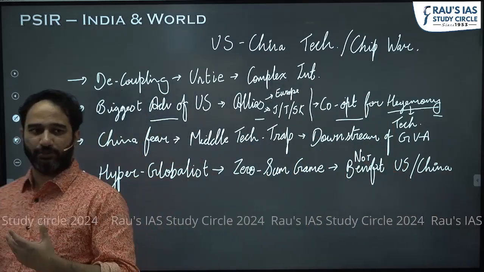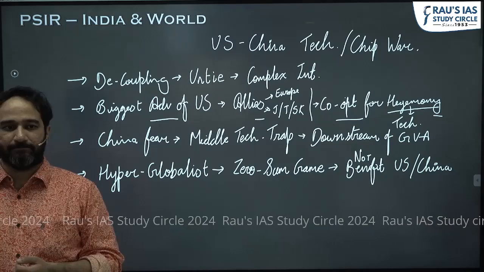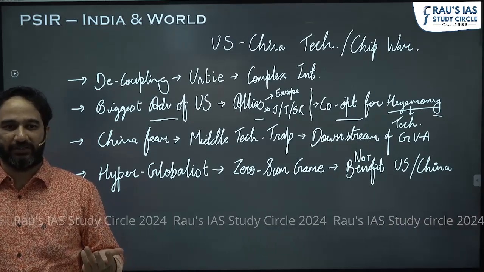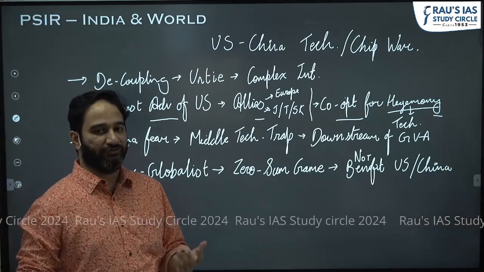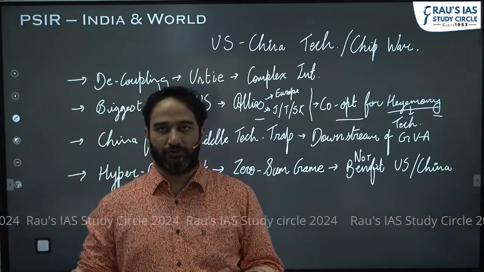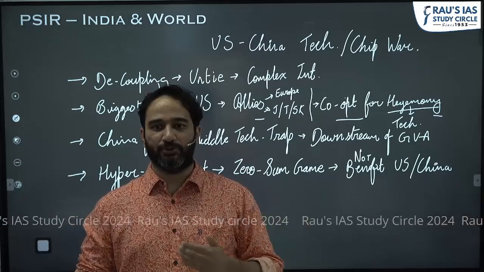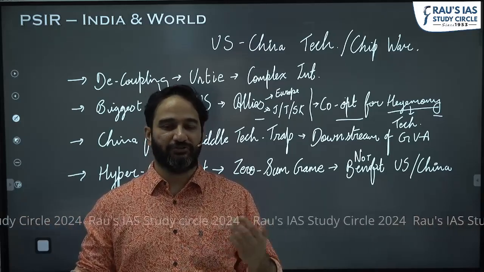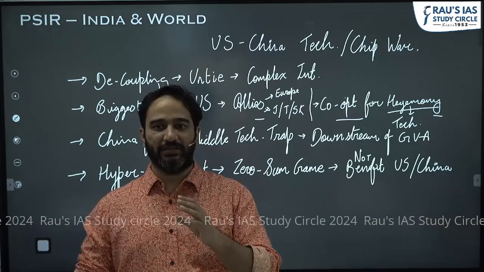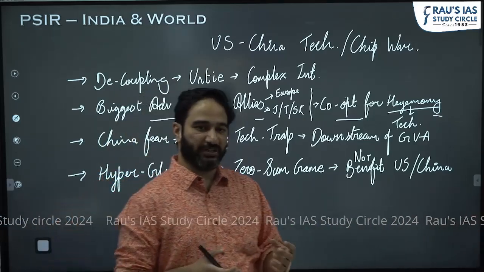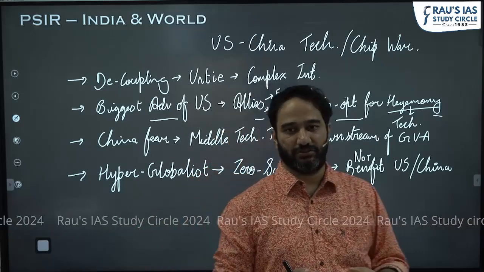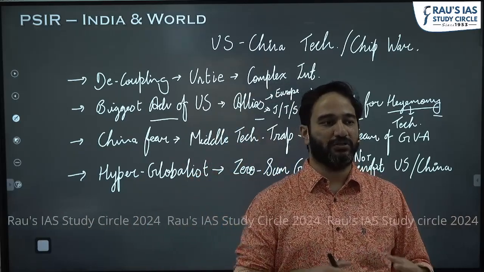So the hyper-globalists would argue that you should allow free market economics to function, allow globalization to occur freely. So this technology war, where they're putting export controls, banning, putting restrictions, this decoupling, is basically removing the complex interdependence of globalization. It is not allowing globalization to work freely.